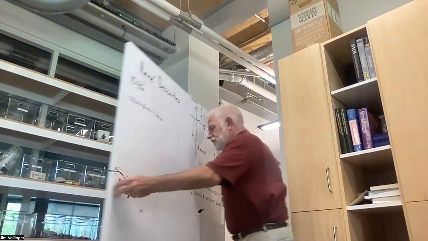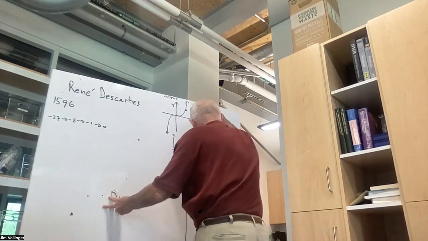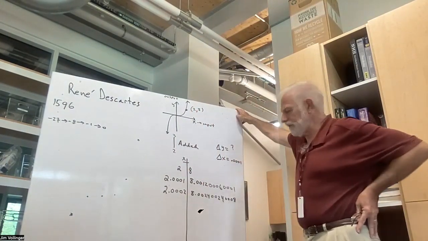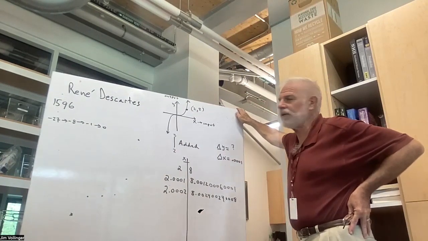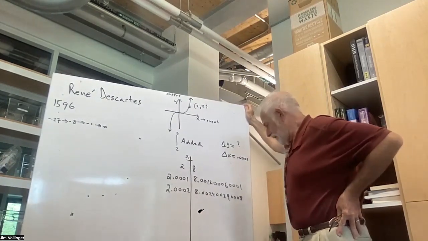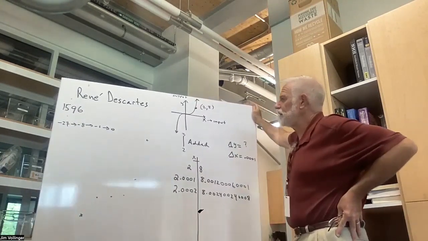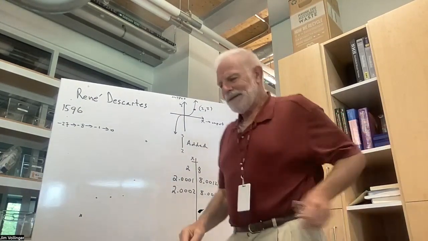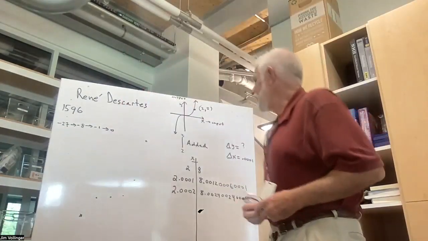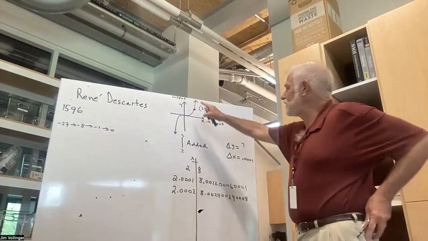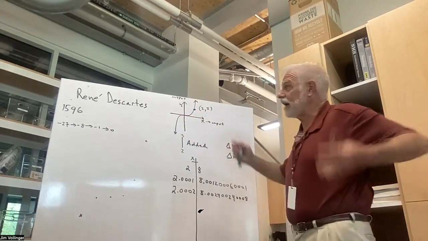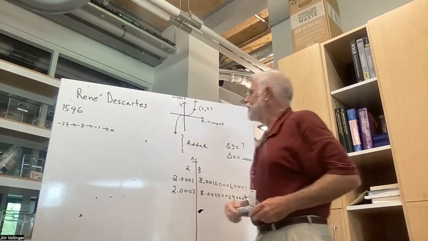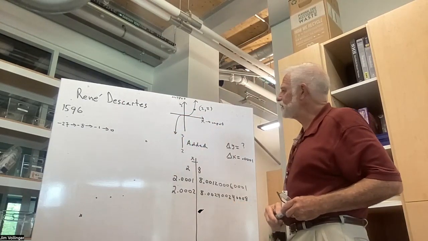1596, René Descartes was born, famous French mathematician and philosopher. He thought he proved his existence by saying, "I think, therefore I am." I guess he went into a store, well, I won't tell the joke. Another time, perhaps. All right, so he gave us this coordinate system called the Cartesian coordinate system. Cartes, right? Descartes, Cartesian coordinate system.